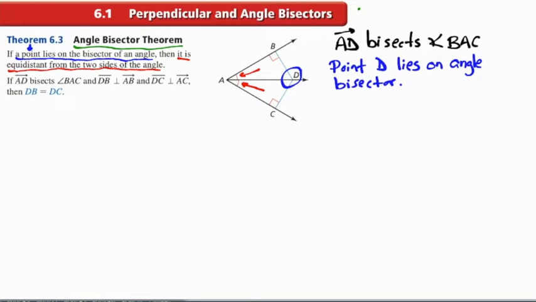Now that we have a true hypothesis, we have a point that lies on an angle bisector, we know the conclusion is true. So it refers to the point is equidistant from the two sides of the angle. So D is equidistant to AB and AC. Those are the sides of the angle.